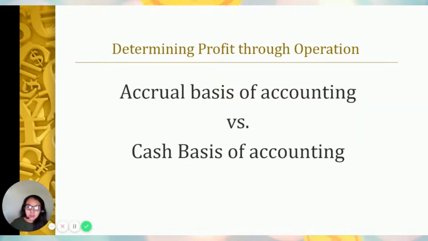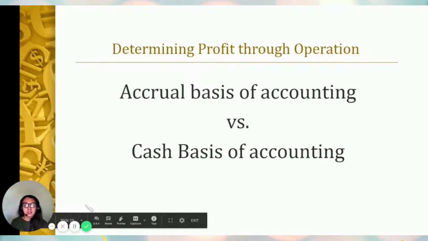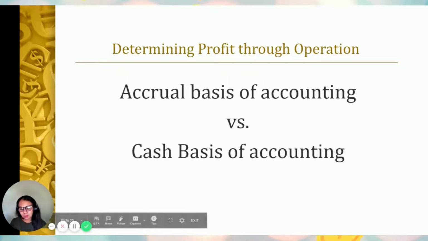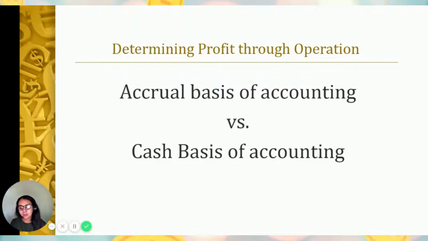Now let's move on to determining profit through operation. There is accrual basis of accounting, and there is also cash basis of accounting. In the accrual basis of accounting, accrual basis recognizes revenue when earned and recognizes expenses when incurred. That means that, say for example, it is a service business and you already rendered your service, but your customer hasn't paid yet. That will already be recognized as a revenue because you have already earned the revenue by giving that service. Now, it recognizes expenses when incurred.